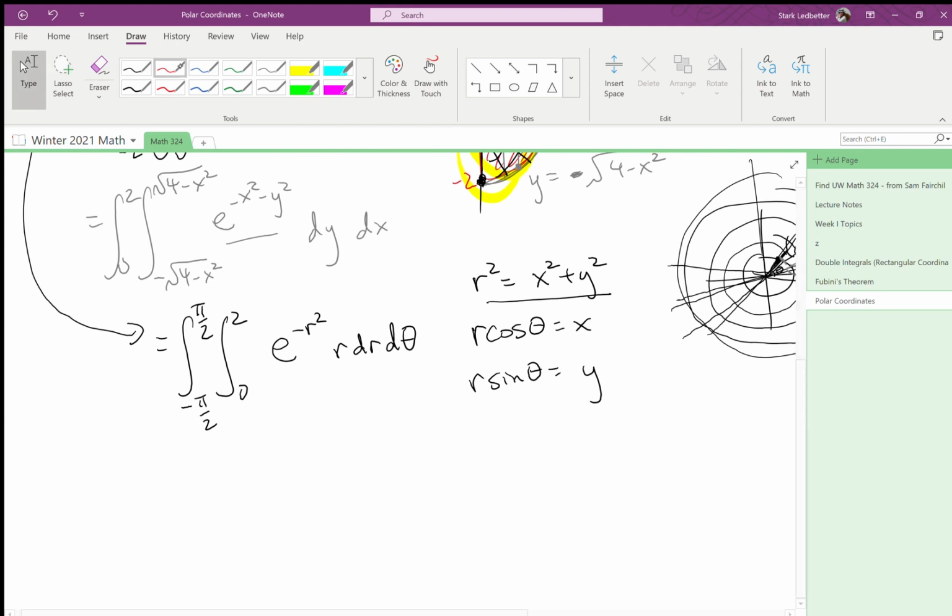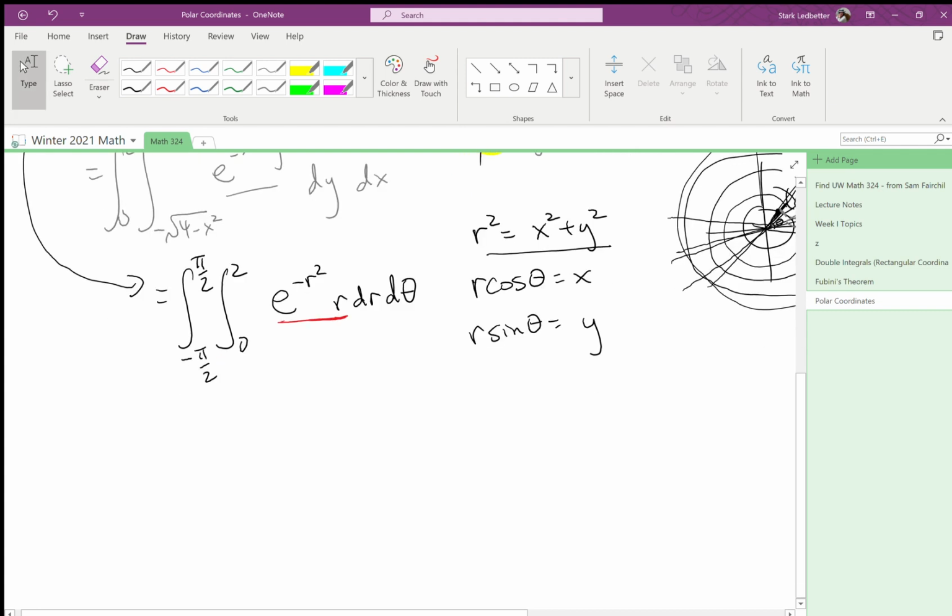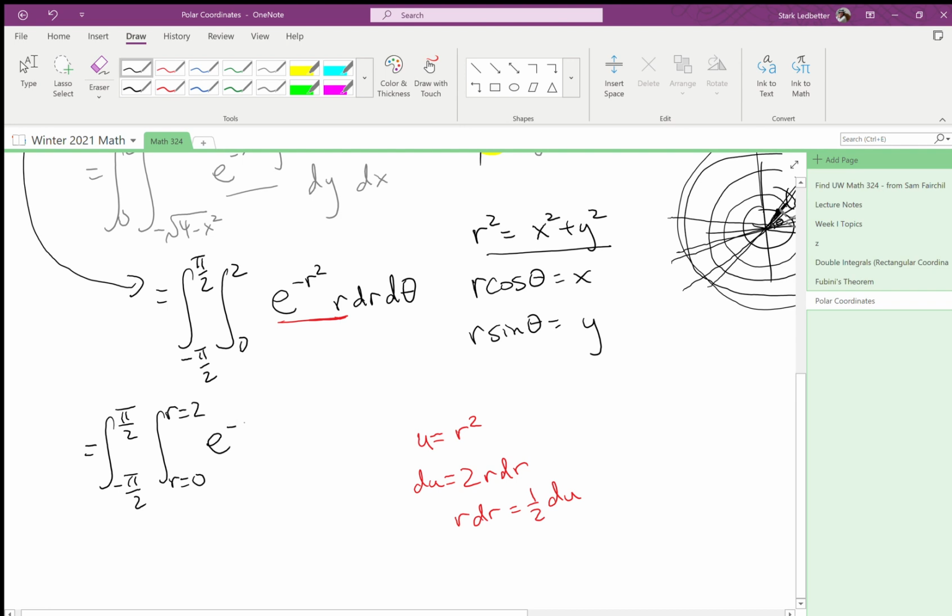And now this magic thing happened. This weird r actually helps us integrate, because now we have a u substitution. So u equals r squared, du is 2r dr. So r dr is 1/2 du. This looks a lot like the problem in the previous video. So then that equals the integral from negative pi over 2 to pi over 2. I'm going to keep this as r equals 0 to r equals 2. This is e to the negative u, and then we have a 1/2 du d theta.